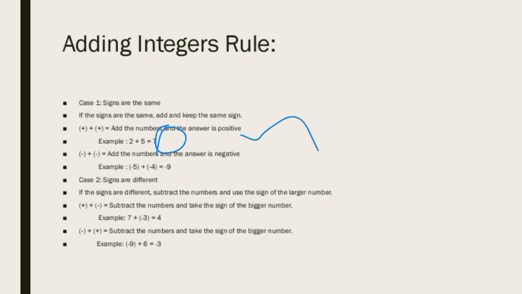Negative integer plus negative integer: add the numbers and the answer is negative. For example, minus 5 plus minus 4, we get minus 9.